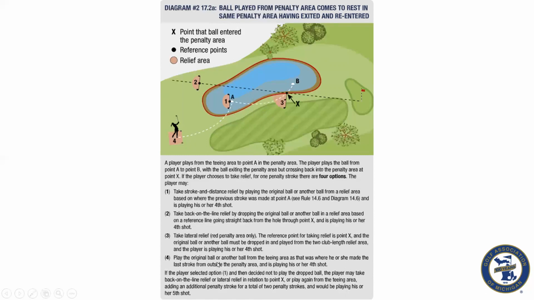Or our 4th option is to go back to where we played from previously before the ball was in the penalty area. And all those, again, are just 1 stroke. And then if we did go back and drop at point A again, and we didn't like it, then we'd have an additional penalty stroke.